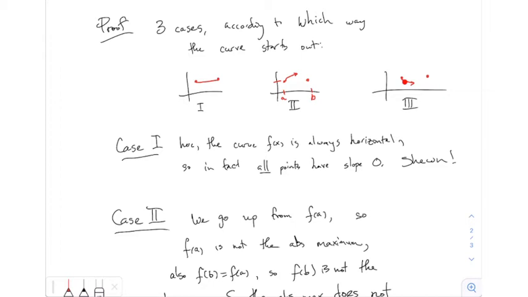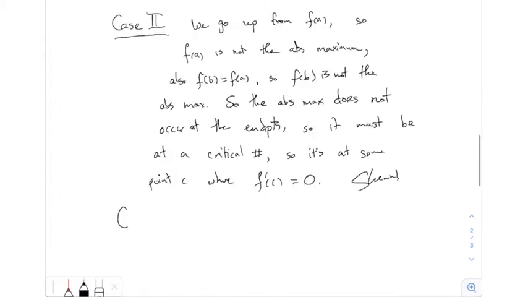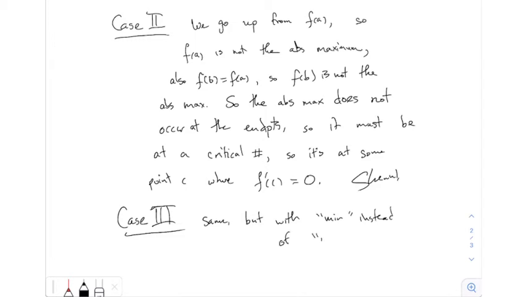So let me just say case 3 is the same, but with the word minimum instead of maximum. Right? And so in all cases, the derivative must equal 0 somewhere inside. This is Rolle's theorem.